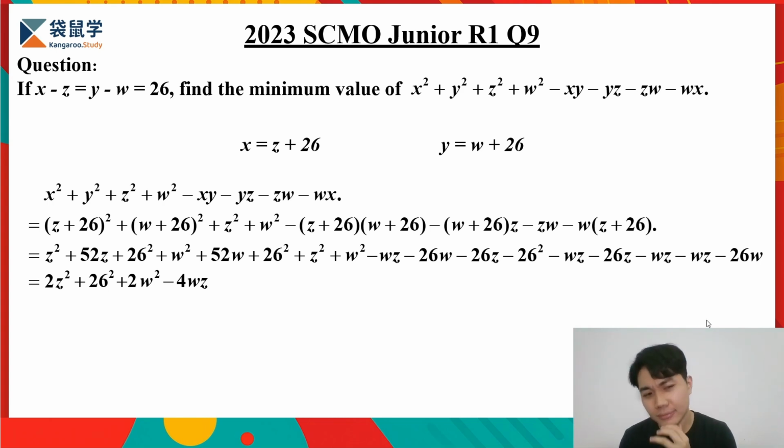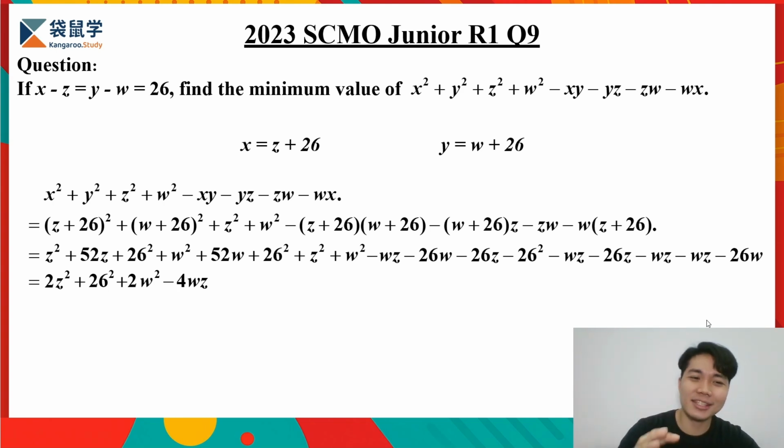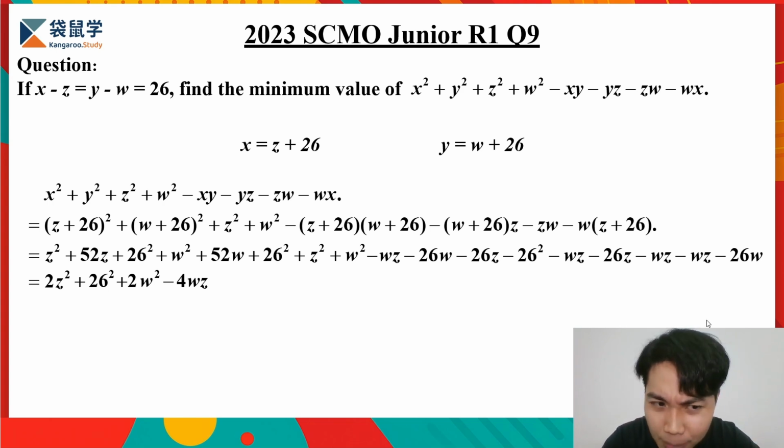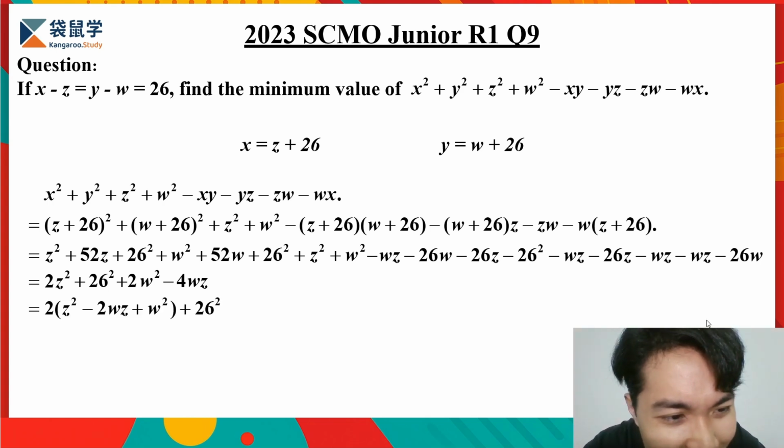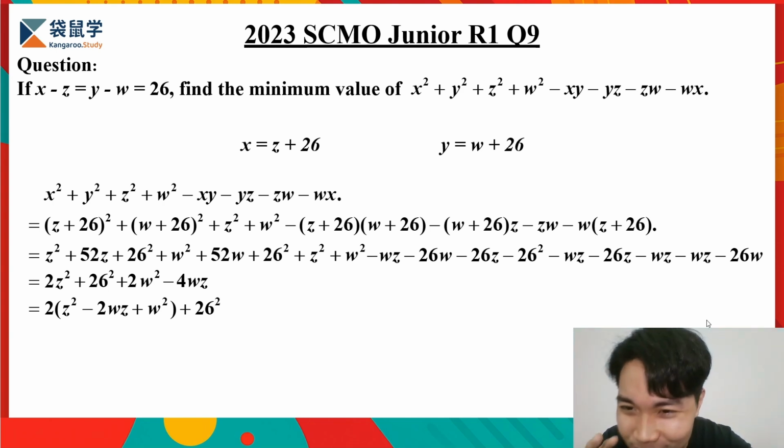Then what can we do? Let's look a bit more closely. Other than the 26 squared, what do we have here? We have a 2z squared, 2w squared, and negative 4wz. Hey, this looks a bit familiar. All of them have a common factor of what? Other than the 26 squared. They have a common factor of 2. So if we factorize out a 2, we get z squared minus 2wz plus w squared, plus the 26 squared outside.